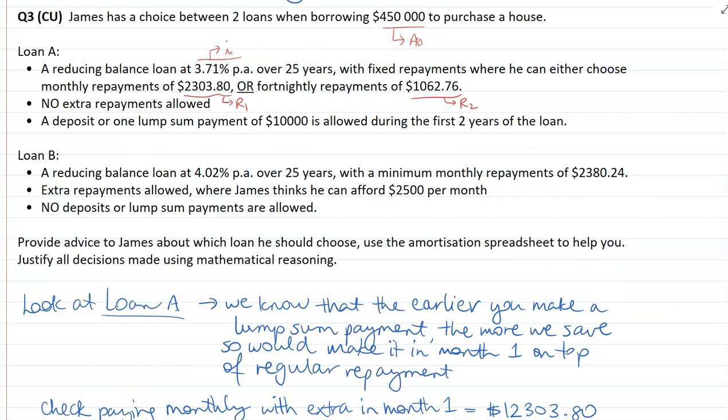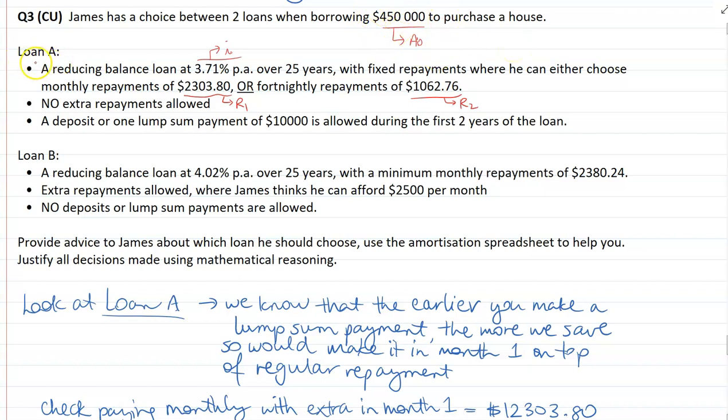Okay, the last question is a complex, unfamiliar question. This is because you have to make decisions yourself and be able to justify them mathematically. Okay, so we have our friend James, and he's got a choice between two loans when borrowing $450,000 to purchase a house.